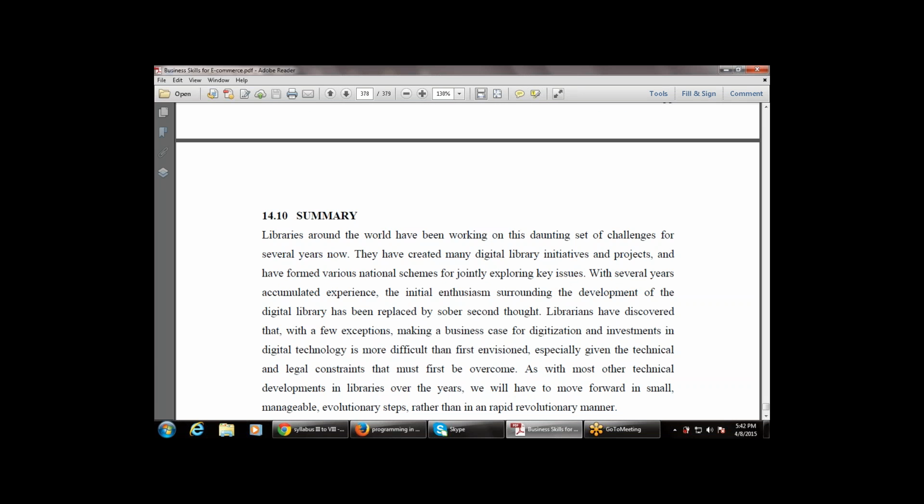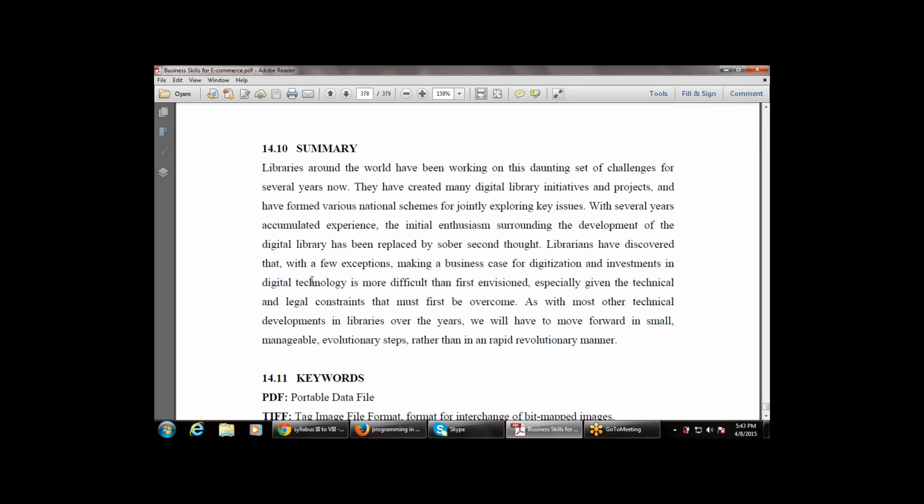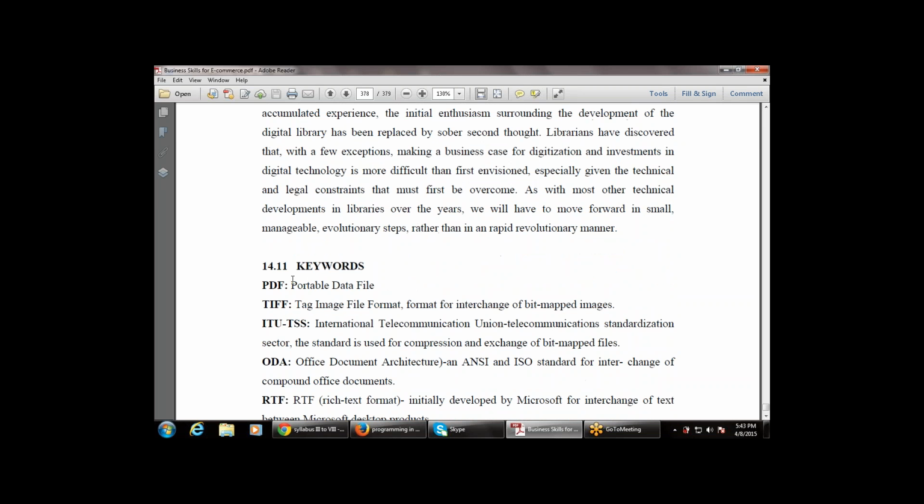Now, that's all for this chapter. Next is your summary, that is, what we have covered in this chapter. Many people worldwide have been working for years on the daunting set of challenges surrounding these issues. So what is the role of a digital library? It is a collection of information at one place, in digital form, so that anyone can access it from anywhere at any time. That is the digital library.